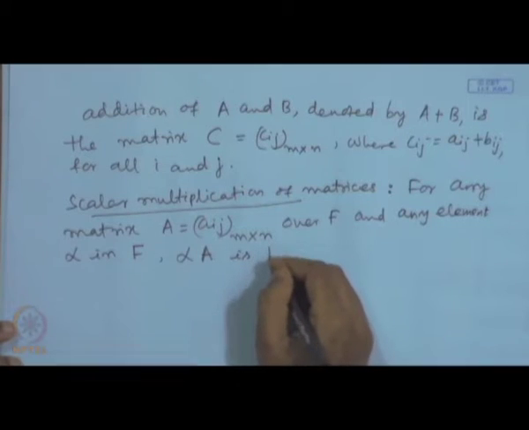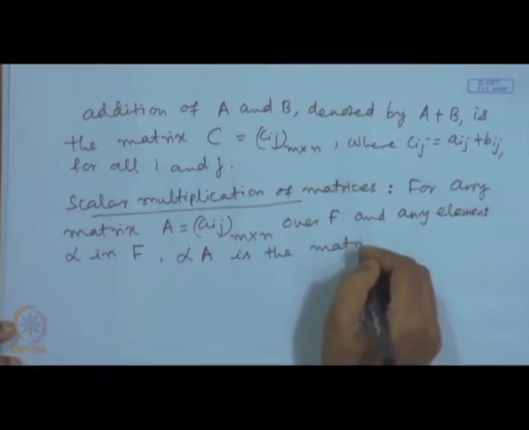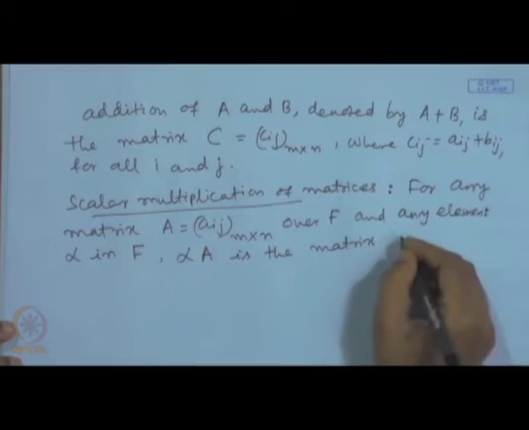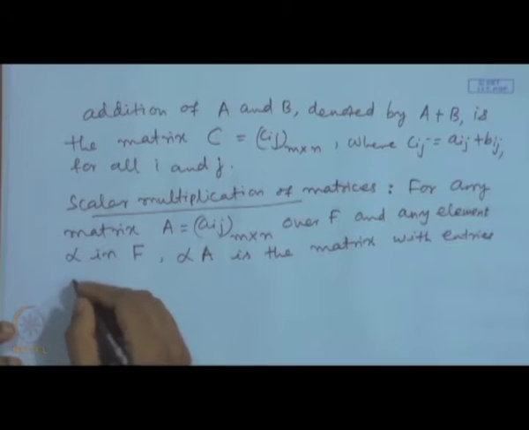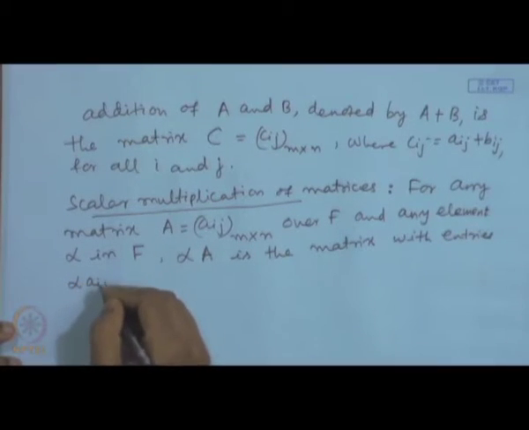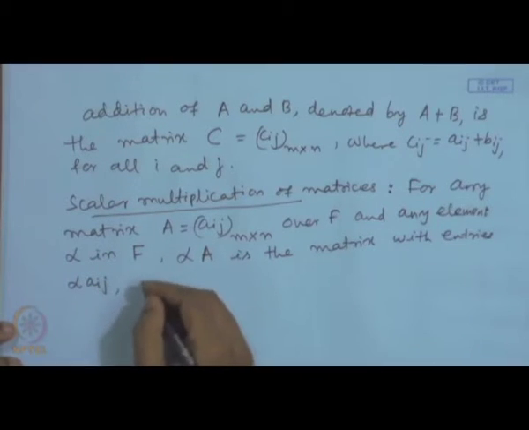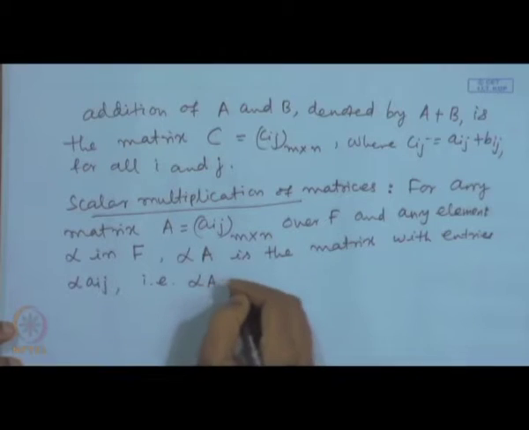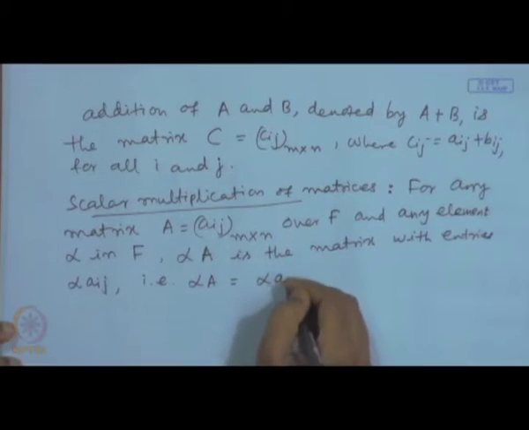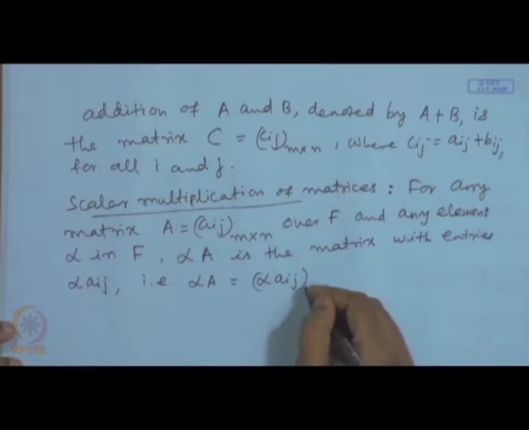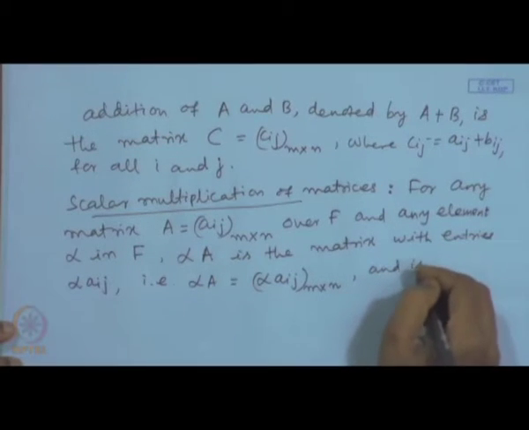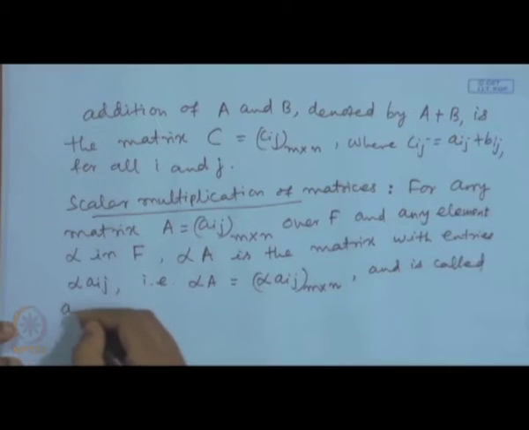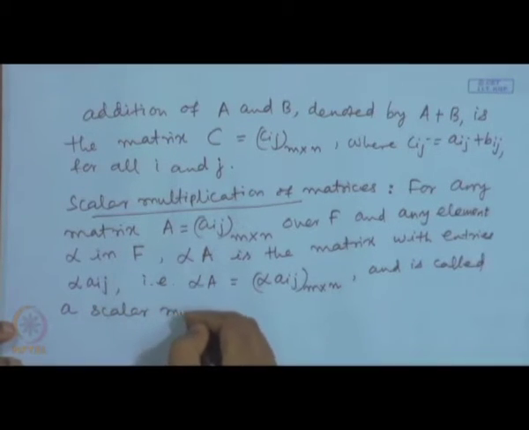is the matrix with entries alpha Aij, that is alpha A is equal to alpha Aij of size m by n and is called a scalar multiple of A.